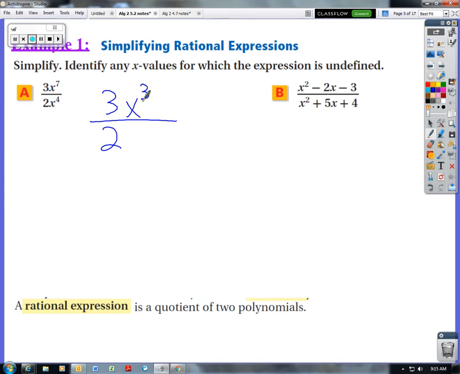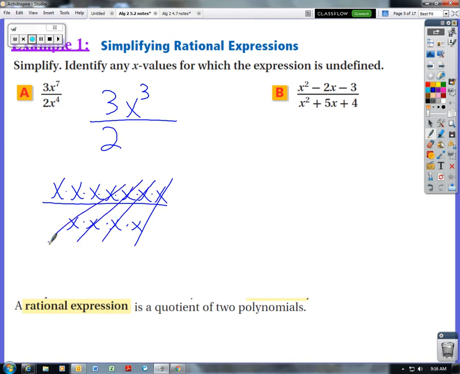If you're not sure if it's on top or bottom, you could also think about it as you have 7 x's on top. 1, 2, 3, 4, 5, 6, 7. They're all being multiplied. And on bottom you have 4 x's being multiplied together. And these 4 x's on bottom are going to cancel with 4 of the x's on top. So you're left with 3 x's and they're on top. So that first one is simplified.